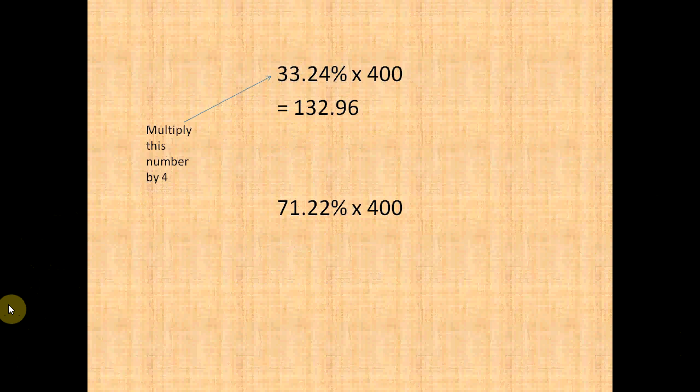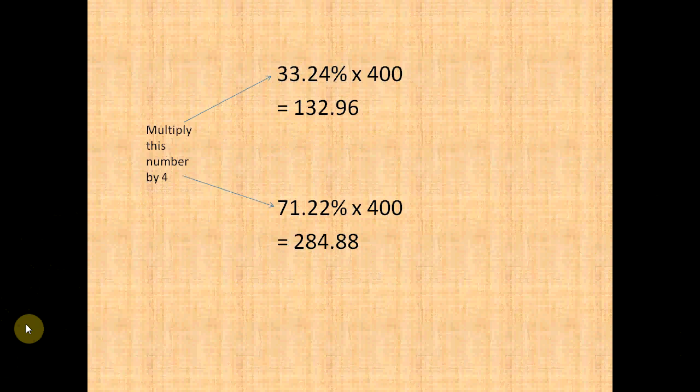Let's take another example. 71.22% of 400. Again, I multiply this number by 4. Multiplying 71 by 4, doubling 71, I'll get 142. Double of 142 is going to give me 284. And 0.22, double of 0.22 is 0.44, double of which will be 0.88, and I'll get my answer as 284.88. As simple as that.